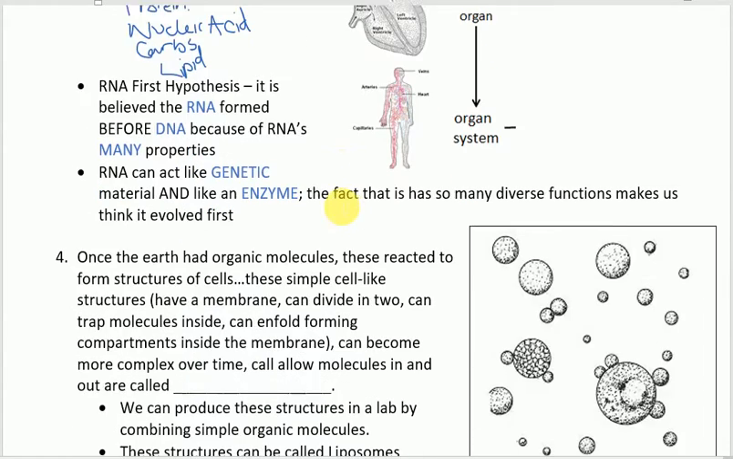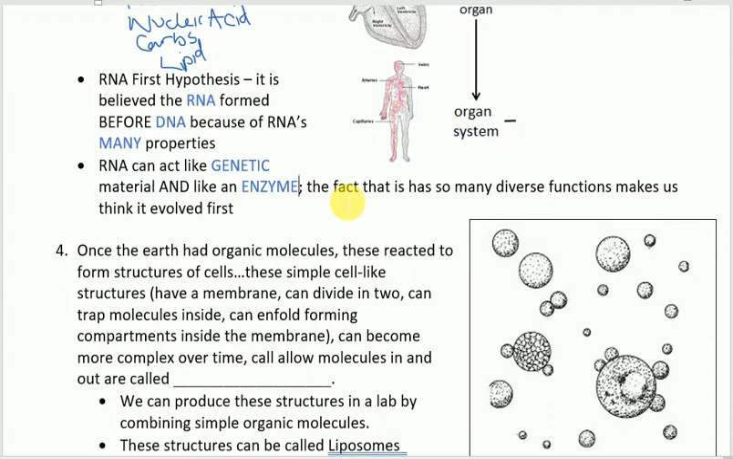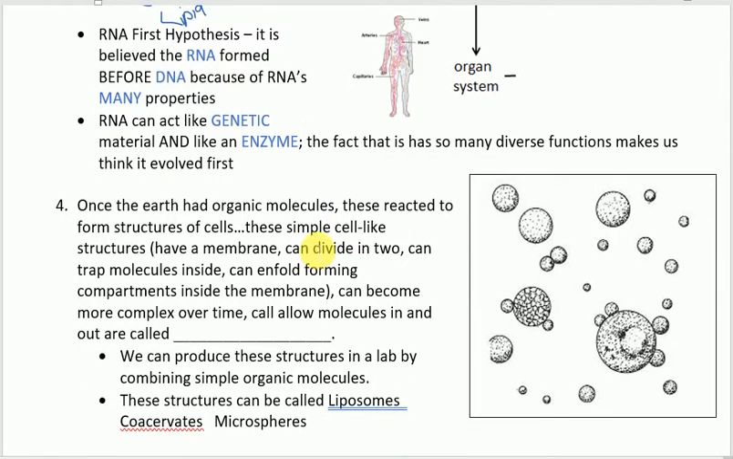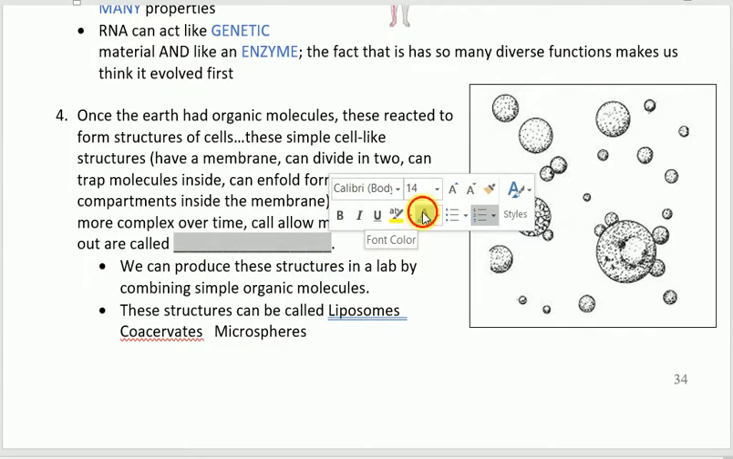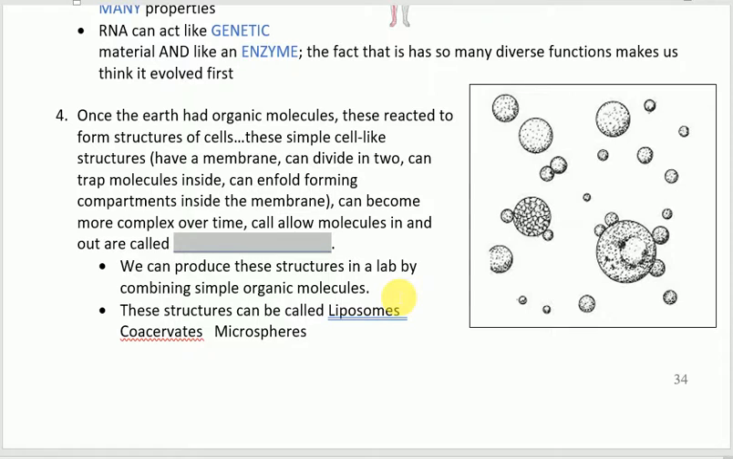So next, once the Earth had organic molecules, these reacted to form structures, what are called cells. So the simple cell-like structures, they had a membrane, they could divide in two, they could trap molecules, they could enfold different compartments, and they became more complex over time. And they can allow molecules in and out, and they are actually referred to as protobionts.